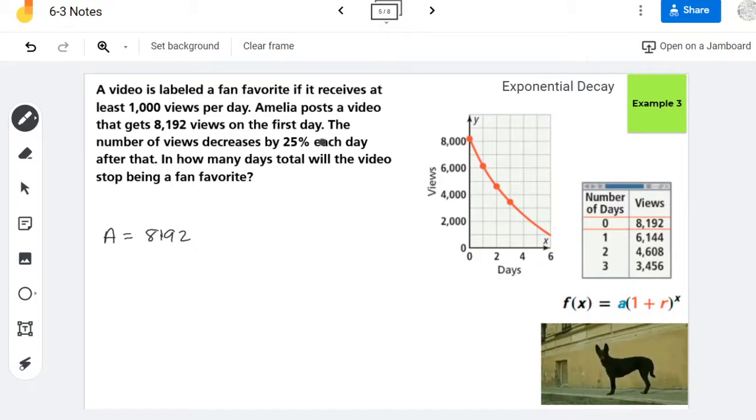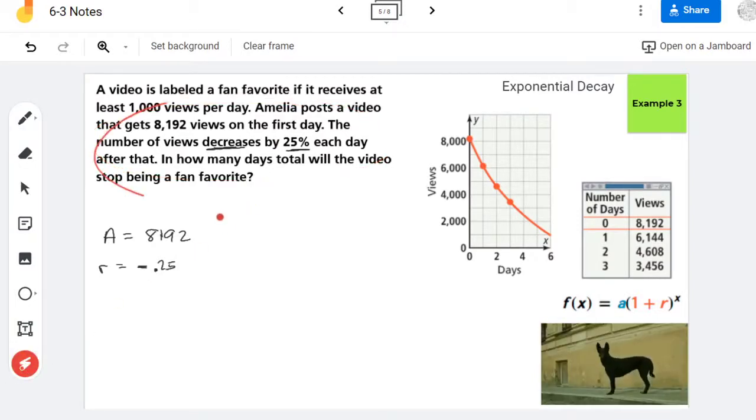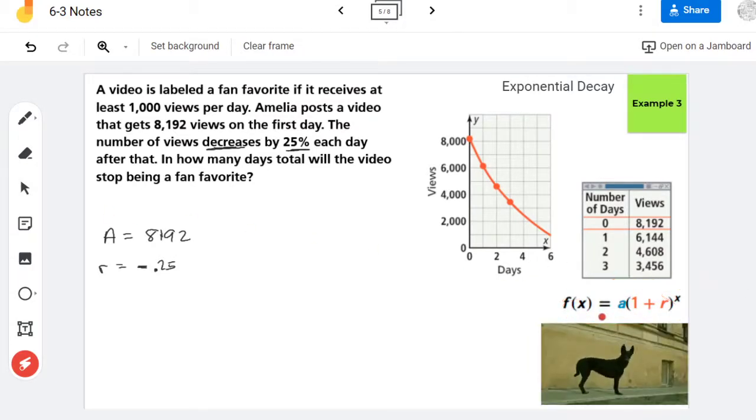It says the number of views decreases by 25% each day. Now, that 25%, that's some kind of rate, right? And since it's decreasing, you need to make sure it's a negative rate, okay? Then it says, in how many days total will the video stop being a fan favorite? If you notice, in this problem, they're not talking at all about compounding. So make sure that you're using the formula that doesn't have compounding in it, okay?